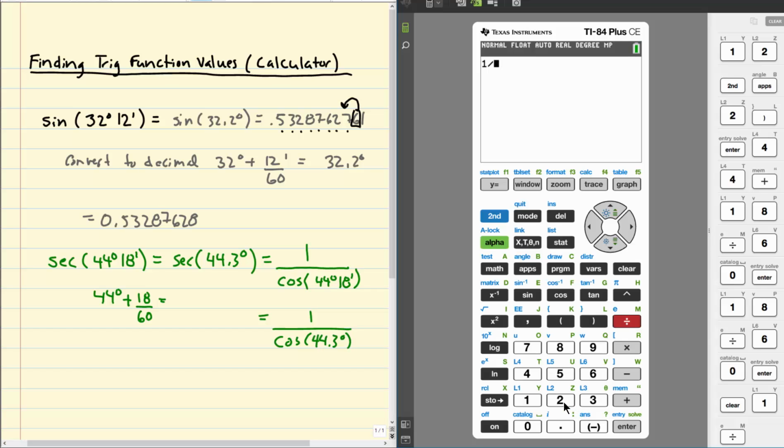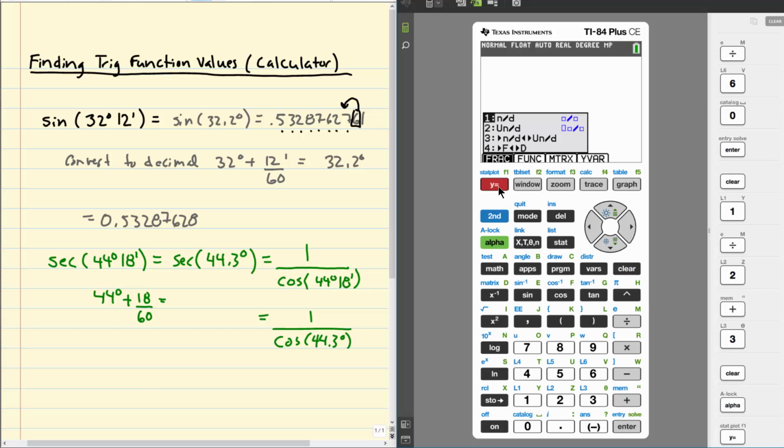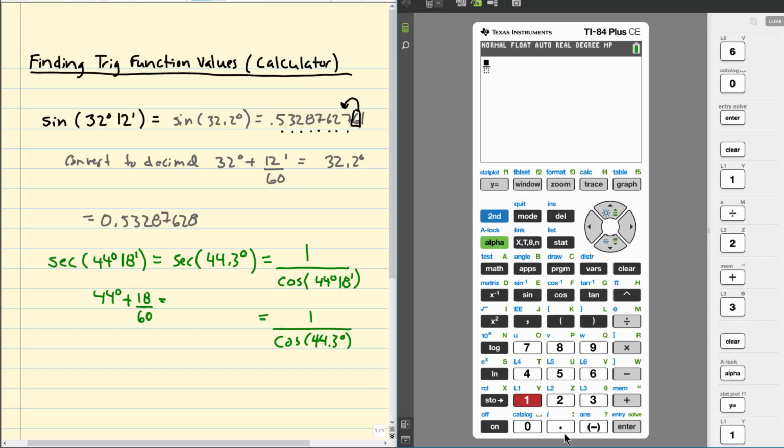So let's say we had 1 over 2 plus 3. Is the plus 3 in the denominator, or is it 1 over 2 and then I add 3 to the numerator? That's not clear. So to make it easy, we can use our alpha y equal key, and I have a fraction button here. And so then I can clearly see what my numerator and denominator are. So here I go, 1 over cosine. Let's do 44 degrees. And again, that's second angle, there's our degree. And 44 degrees, 18 minutes, and then minutes would be second angle, and then 2 would be our minutes. Close parenthesis.